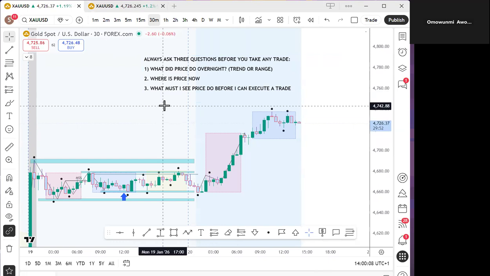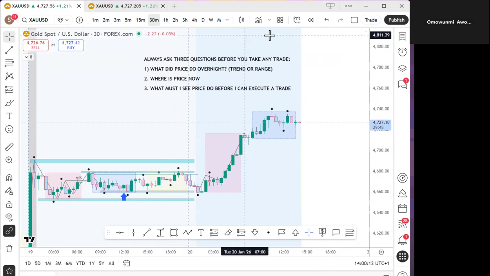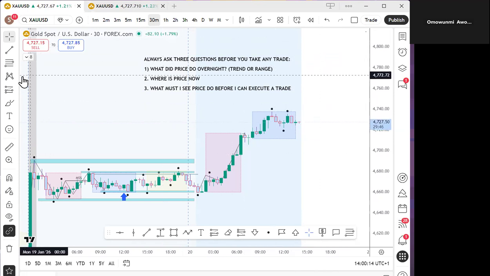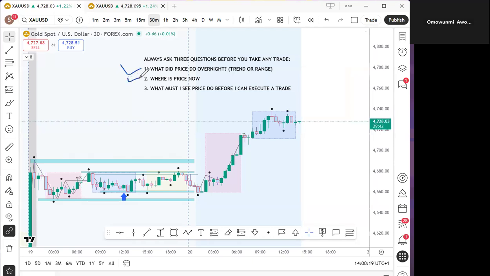Let's look at our three questions. I'm sure by now we can chorus it. Three questions we must always ask ourselves before we take any trade. The first being, what did price do overnight? Then where is price now? So when you ask what did price do overnight, you're trying to determine direction.